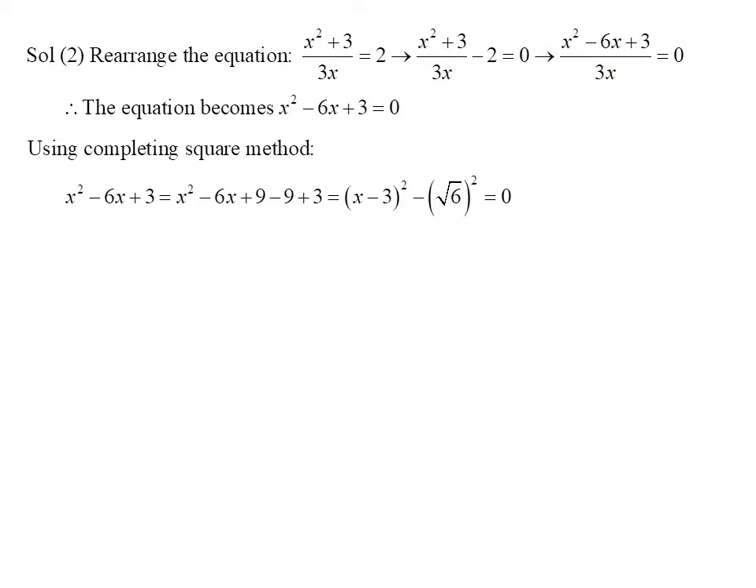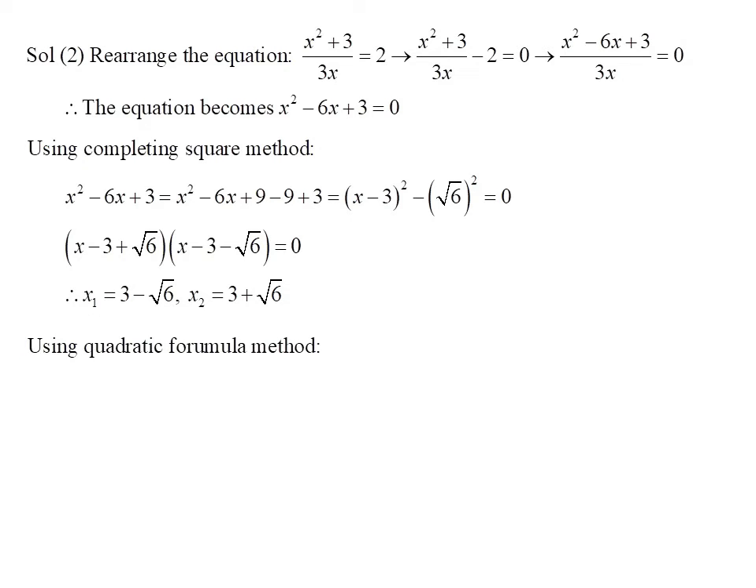As explained earlier, we need a constant term, 9, together with the terms of x squared minus 6x to form a complete square, and then simplify the remaining constant terms. Now we have a form of the difference of two squares, (x minus 3) squared minus square root 6 squared. After factorizing and applying the law, we obtained the two solutions for this equation, 3 minus square root 6 or 3 plus square root 6.